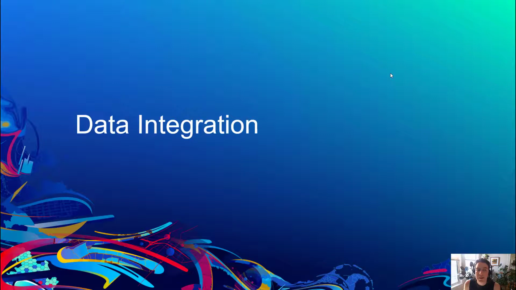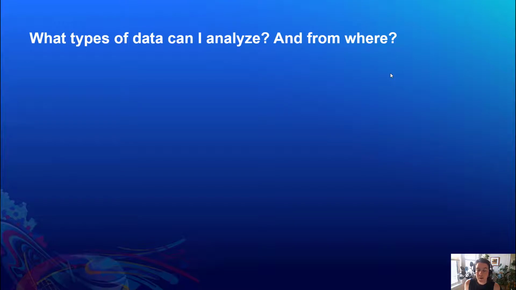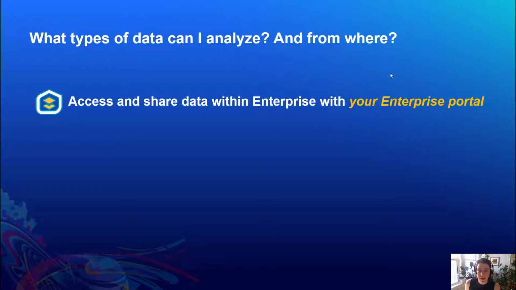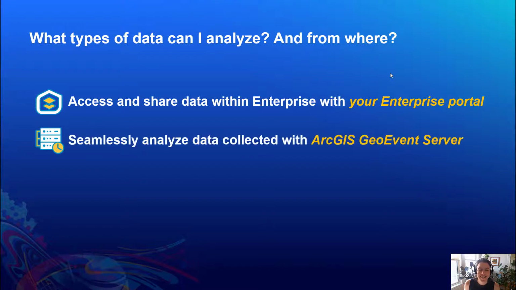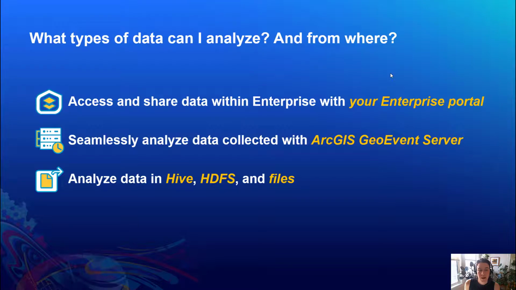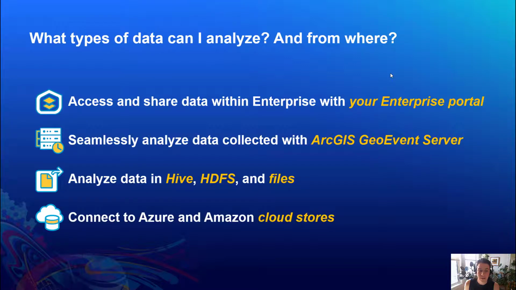So the next thing we're going to talk about is data integration. So your inputs and your outputs that we support. What types of data can you analyze with GeoAnalytics Server and where can they come from? So you can definitely access data from your enterprise deployment. That could be something like feature services. I mean, it's mostly feature services. And then you can also analyze data that's been collected with ArcGIS GeoAnalytics Server. And here's what's very unique about GeoAnalytics Server: you can analyze data in Hive, HDFS, and files. And those files can be shapefiles, Parquet files, ORC, delimited files. And you can connect to Azure and Amazon cloud stores.